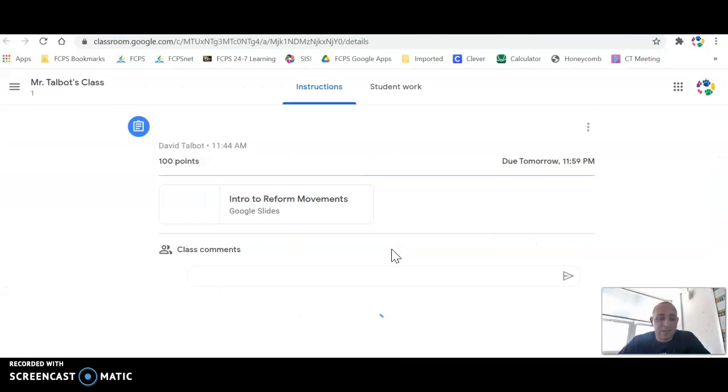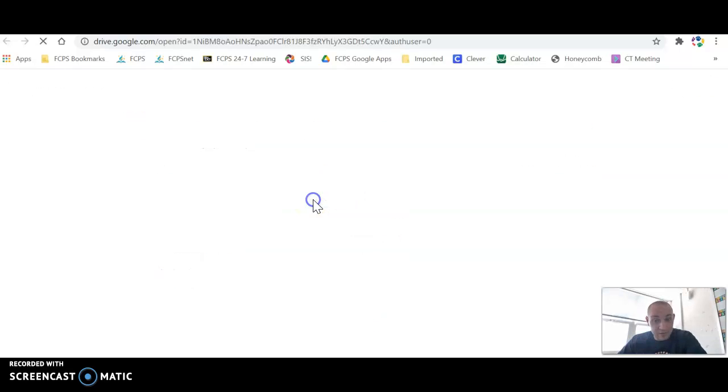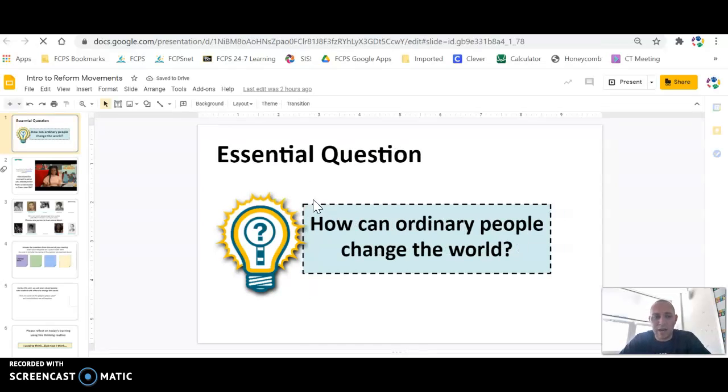For social studies, we're starting a new unit called Reform Movements. Remember our last unit on Western expansion, we took a quiz or test last Friday. Now we're starting something about reform movements. We're going to be learning about abolitionists and suffragists.